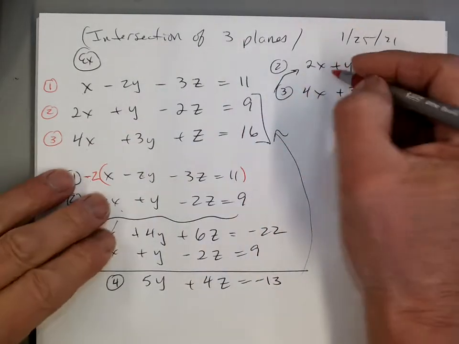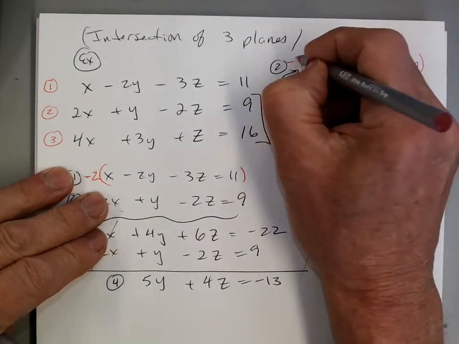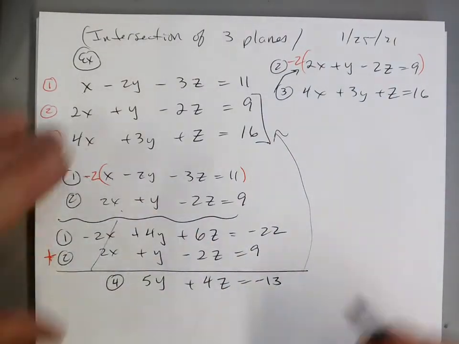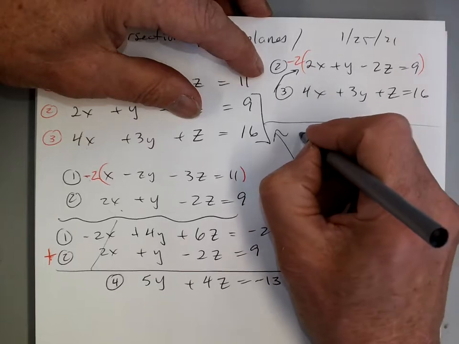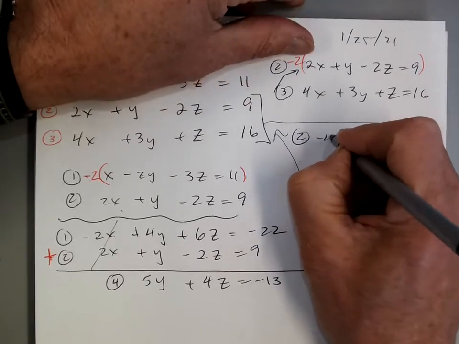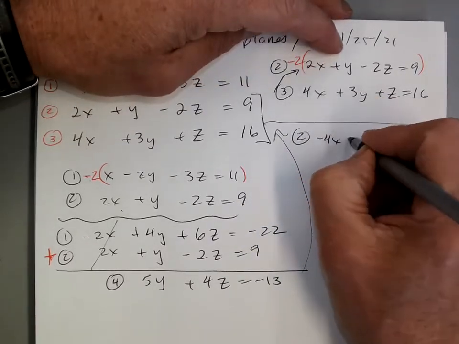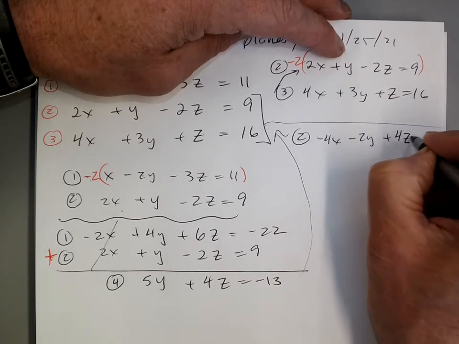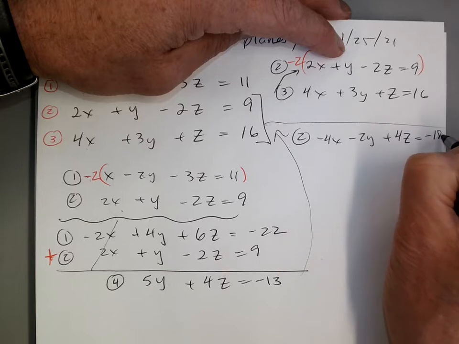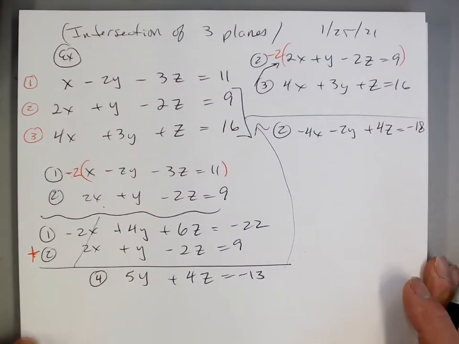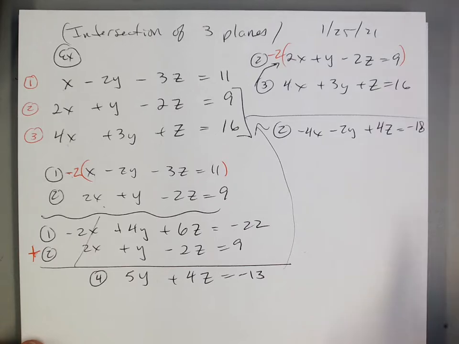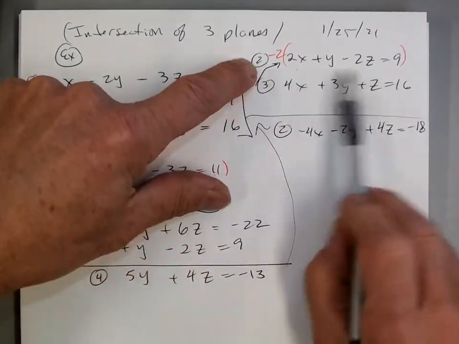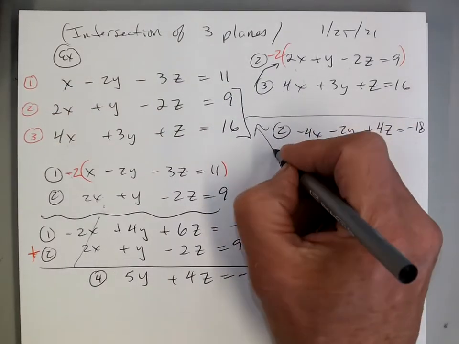So I'm going to multiply equation 2 by a negative 2. That makes sense because then I would cancel the x's, right? Okay, let's do that. So now my new equation 2 is going to be a negative 4x minus 2y plus 4z equals negative 18, okay? So just multiply through. Negative 4x, negative 2y, positive 4z equals negative 18. And then equation 3, I'm going to keep it the way it is so it'll cancel.